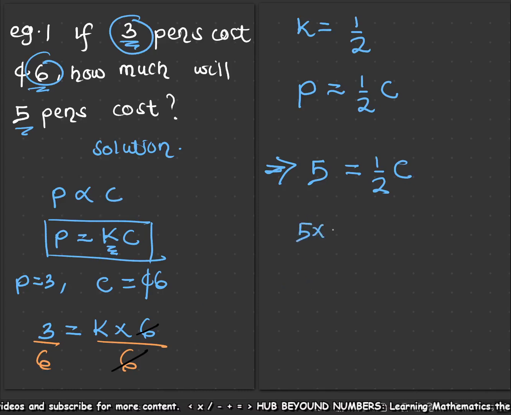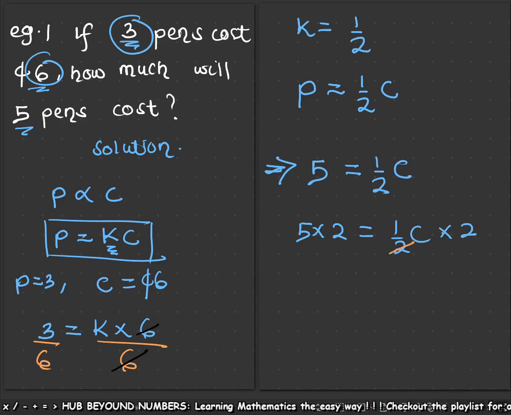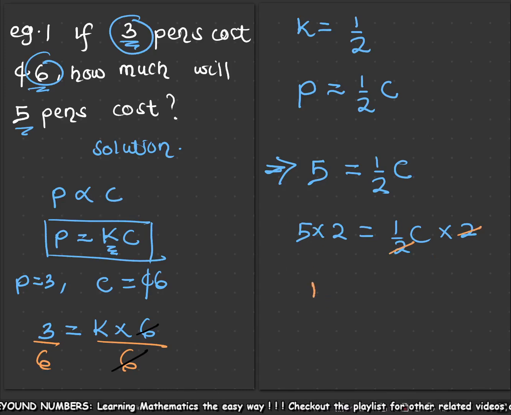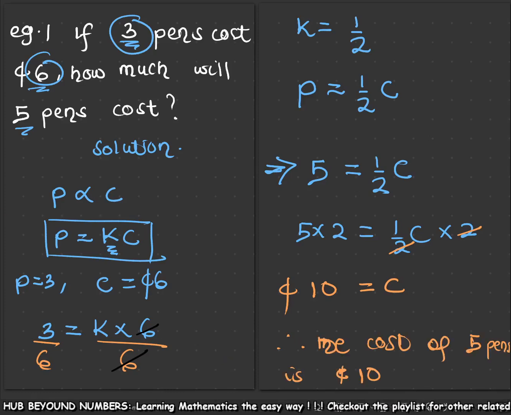Making C the subject, all we have to do is multiply both sides by 2. So multiplying both sides by 2, this cancels this, and you get 5 times 2, which is 10, equal to C. So it simply means that the cost of 5 pens is going to be 10 cedis.